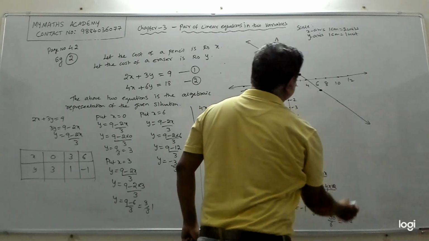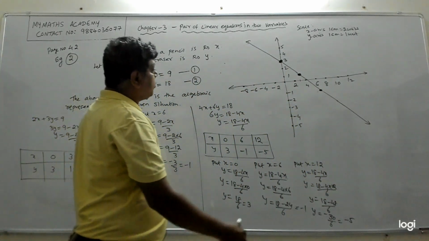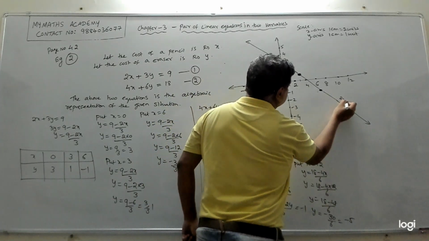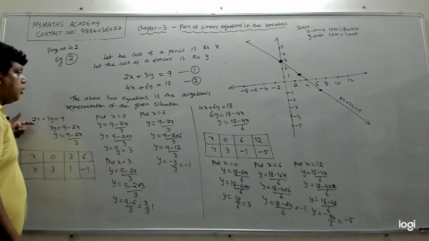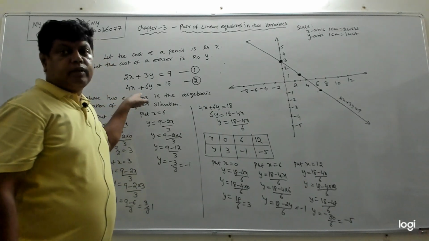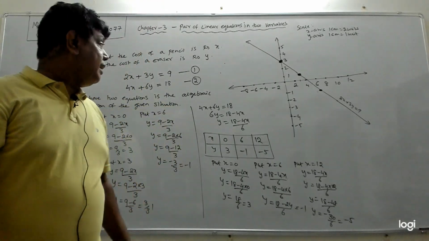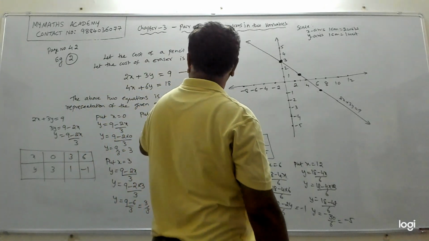So this is for the equation 2x plus 3y equal to 9. So here we write 2x plus 3y equal to 9. For this equation number 1, we have drawn the graph. Now we should draw the graph for the second equation. So for this, what we will do is 4x plus 6y is equal to 18.